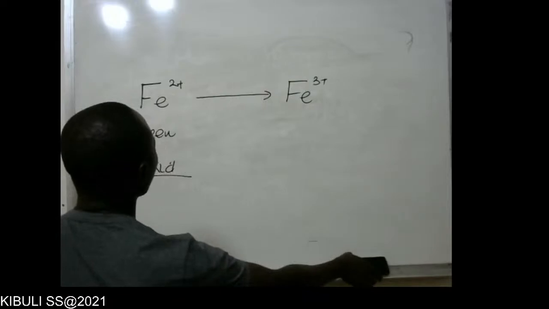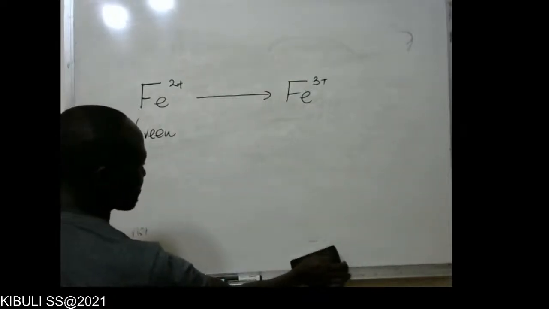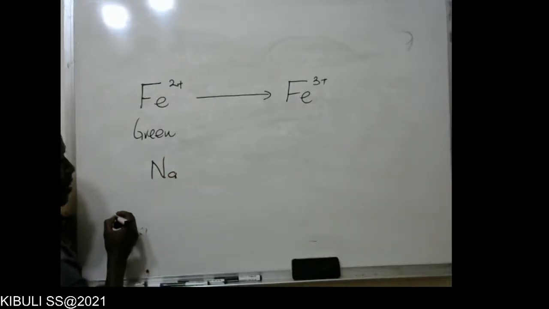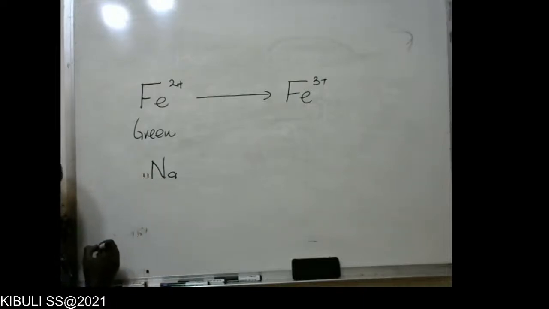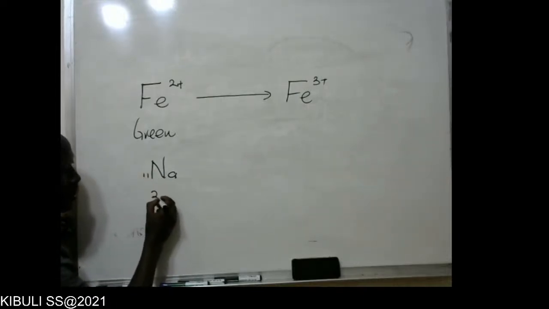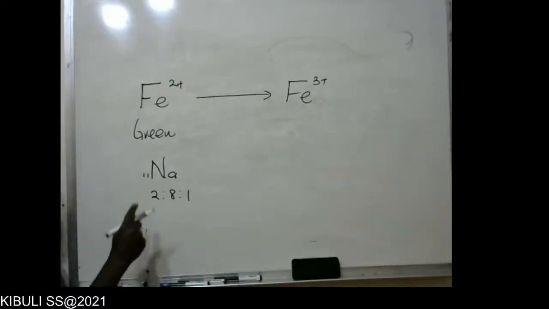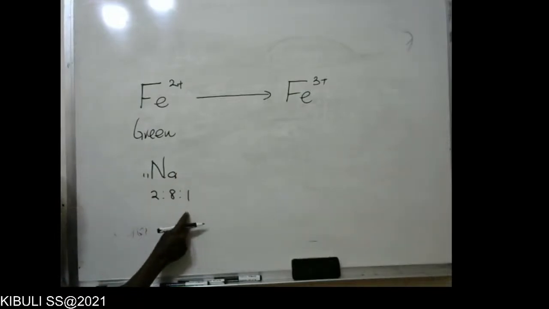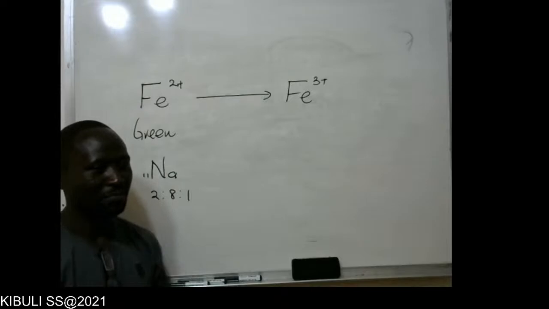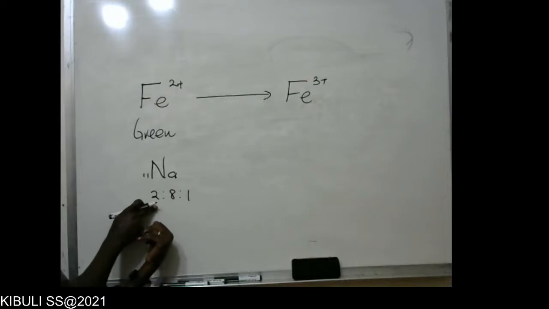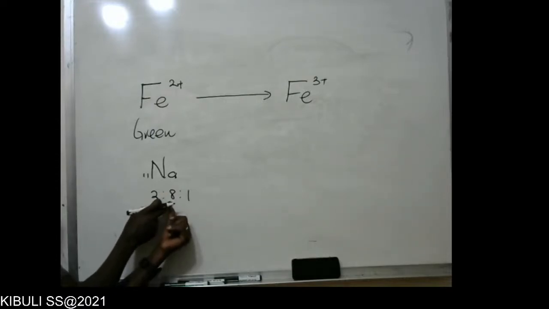Let me bring you on board and you tell me what's going to happen. You remember sodium, atomic number 11, electronic configuration 2, 8, 1. Is it a metal or a non-metal? It's a metal. Which group? Group 1. Why group 1? 1 electron in the outermost energy level. Which period? Period 3. Why period 3? 3 energy levels: first energy level, 2 electrons; second energy level, 8 electrons; third energy level, 1 electron.